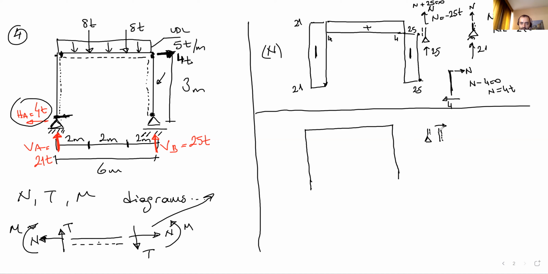Don't forget this one. While we're cutting the system, we have to consider whether it is a right side cut or a left hand side cut. This is the right side cut. That's why this is the positive direction. This is T here, but in the system I have 4 as a support reaction. That means T equals 4 tons. Is it positive or negative? It's positive, as you can see here.